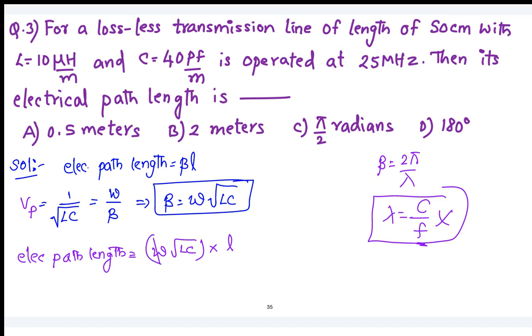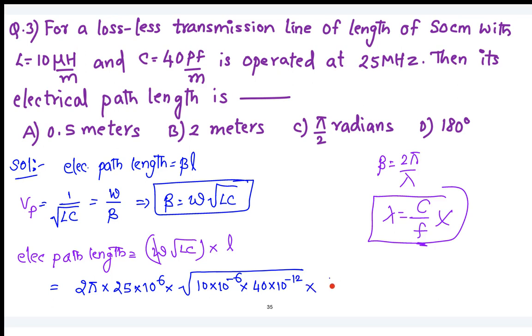Okay, you can substitute all the values. Omega is 2 pi f. F is 25 megahertz. And L is equal to 10 microhenry per meter. And capacitance is 40 picofarad per meter, into the length of the line, which is 50 centimeters. You take it in meters, so that is 0.5. So please simplify and tell me what value you are getting.